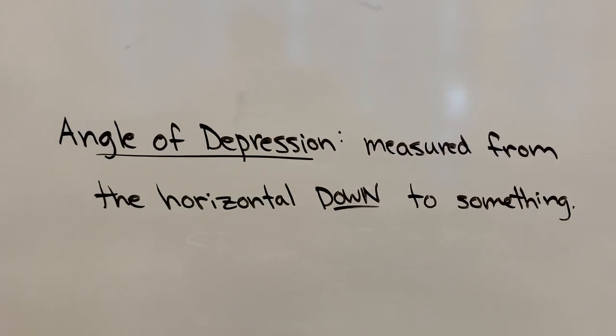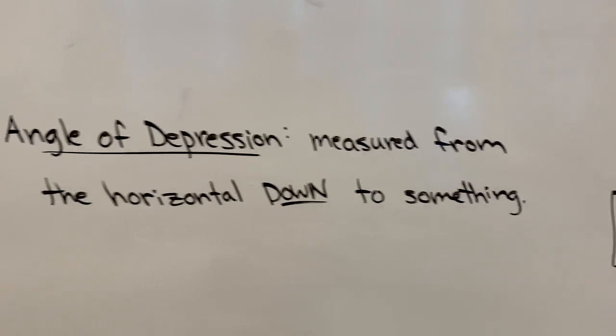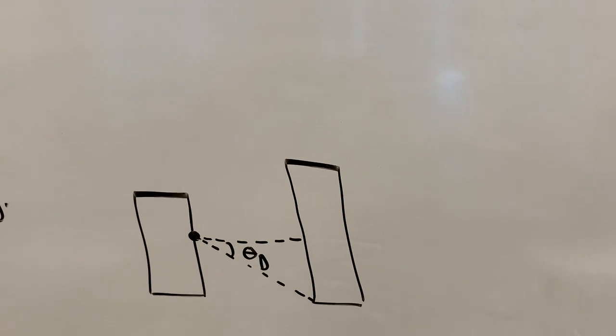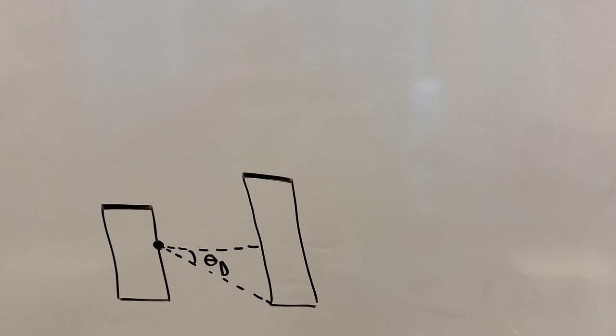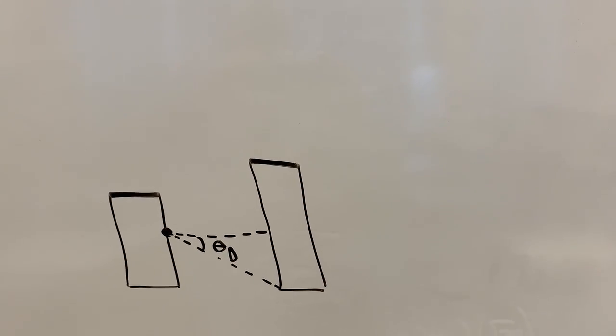Angle of depression doesn't come up as often, but is measured from the horizontal down to something that's below the observer. So if my observer stays in this building, but now looks at the bottom of the other building, the angle measured from the horizontal down to the base of it would be the angle of depression. Bring that up because this question mentions one of those.